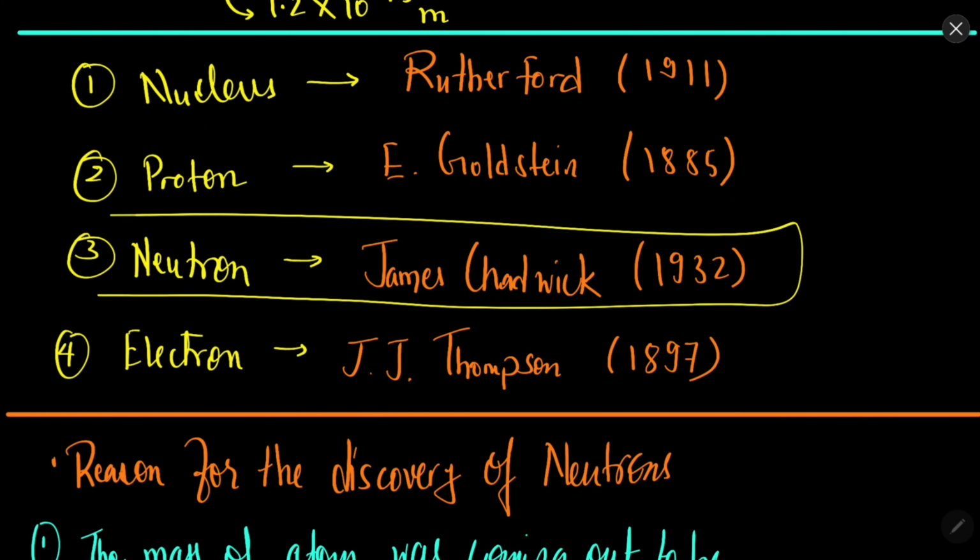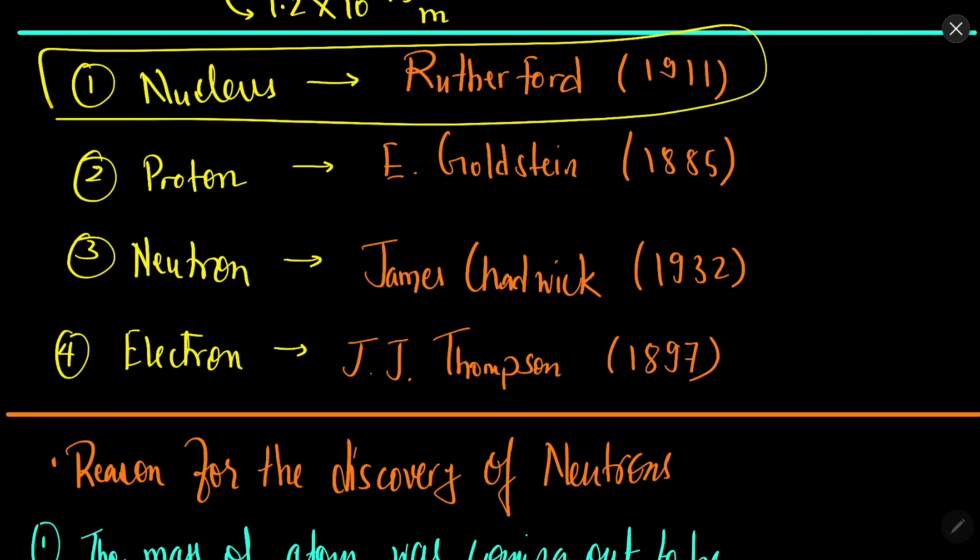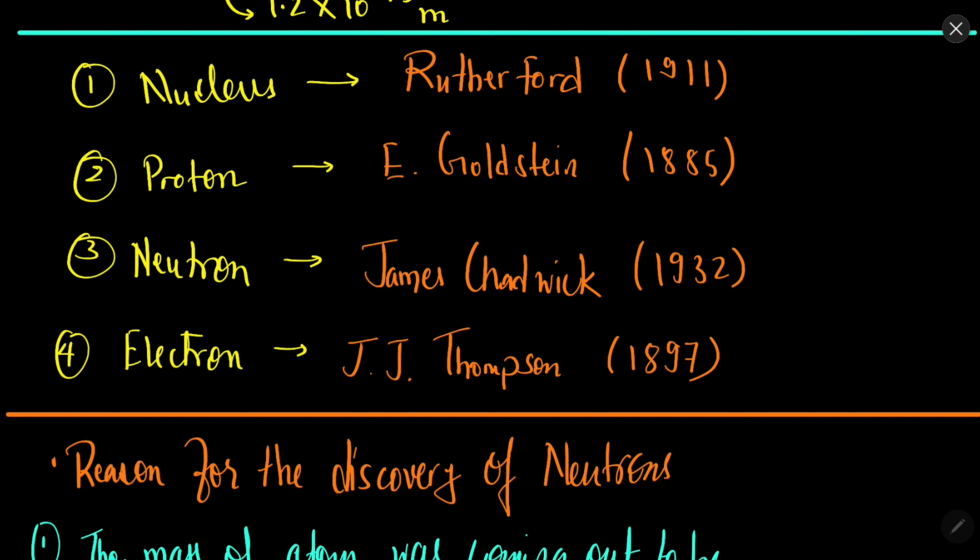In 1932, James Chadwick discovered the neutron. Because it is neutral, it took a lot of time to discover it. And the concept of the nucleus was introduced by Rutherford in 1911 during his alpha particle experiment.